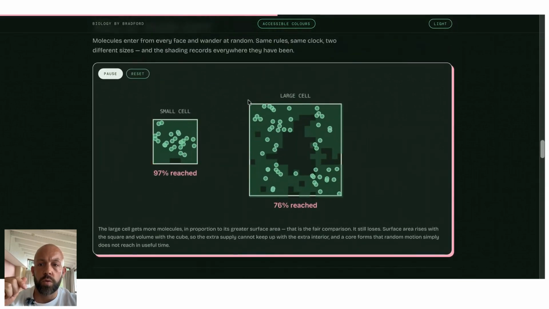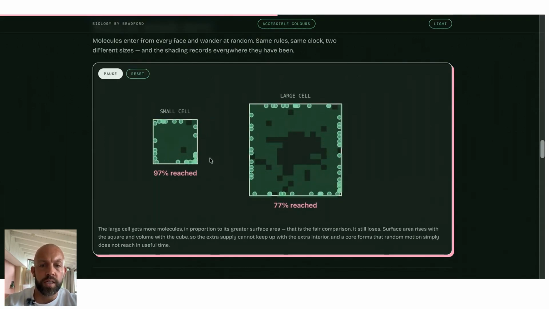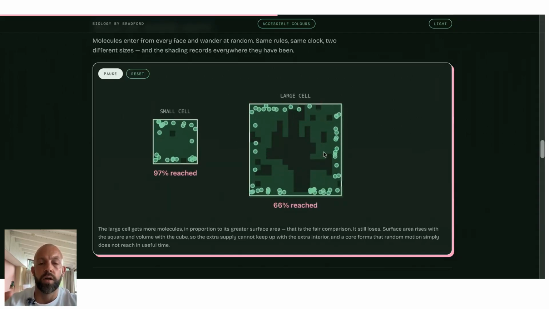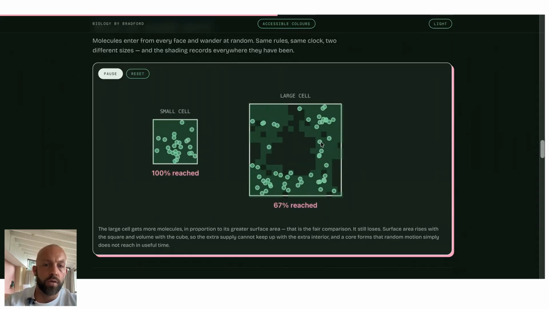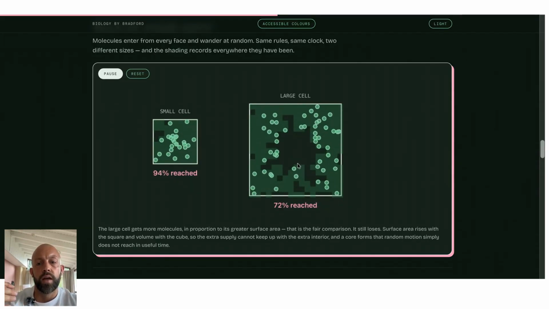And this is just showing you that with a small cell, the diffusion can easily reach the center, but with a large cell in that same time frame, there's a huge proportion that's just left out. And that's counterproductive. Like oxygen's not going to get to any mitochondria there.